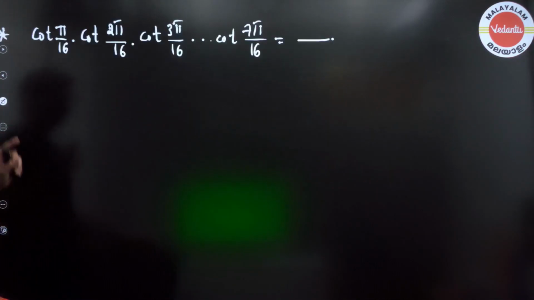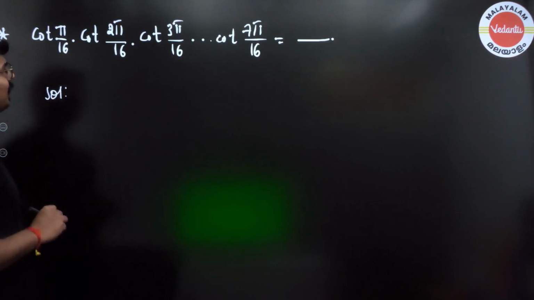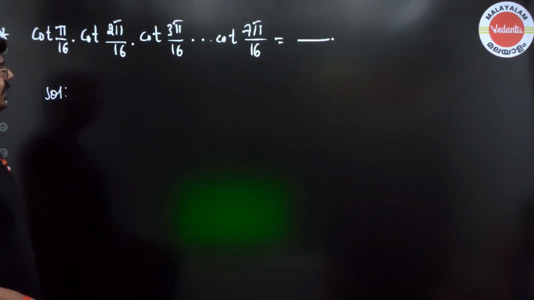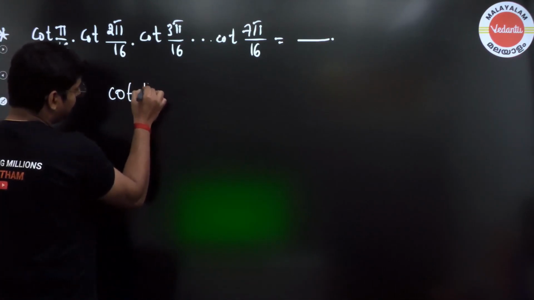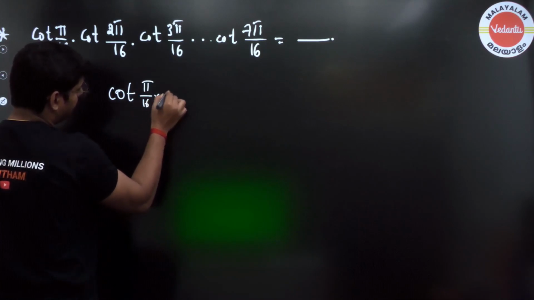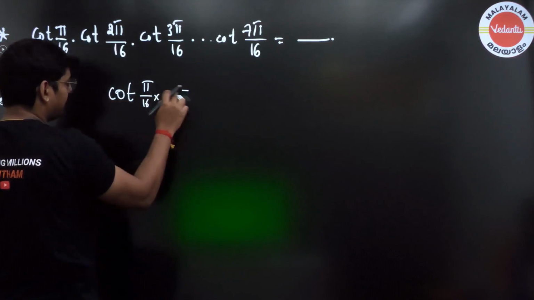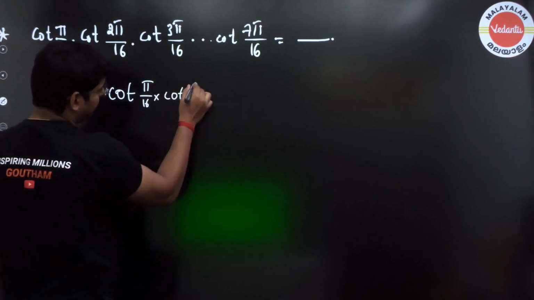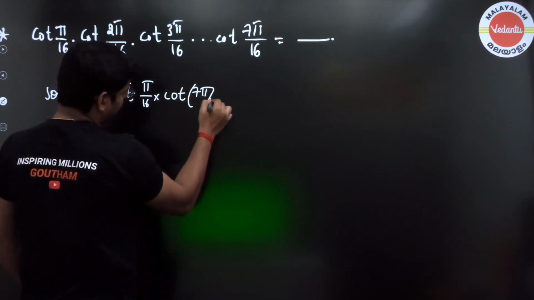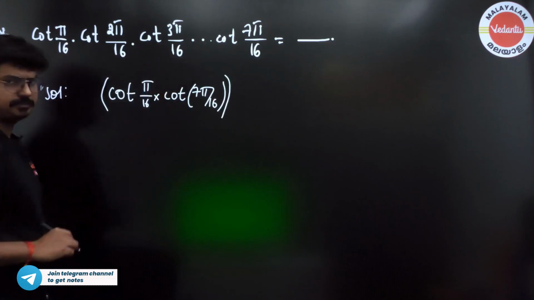Okay, then you have this particular question. What is happening here? Cot pi by 16, cot 2 pi by 16, cot 3 pi by 16, and so on, up to cot 7 pi by 16. Again, simple logic. Cot pi by 16 is given. Now what is cot 2 pi by 16? Let me do one thing, guys. Let me club this cot pi by 16 with cot 7 pi by 16. You'll get to know the reason. Let me club these two terms, the first and the last term.